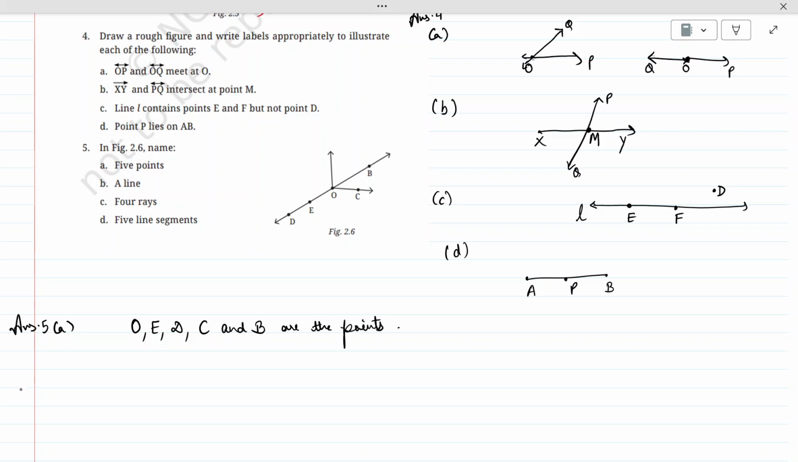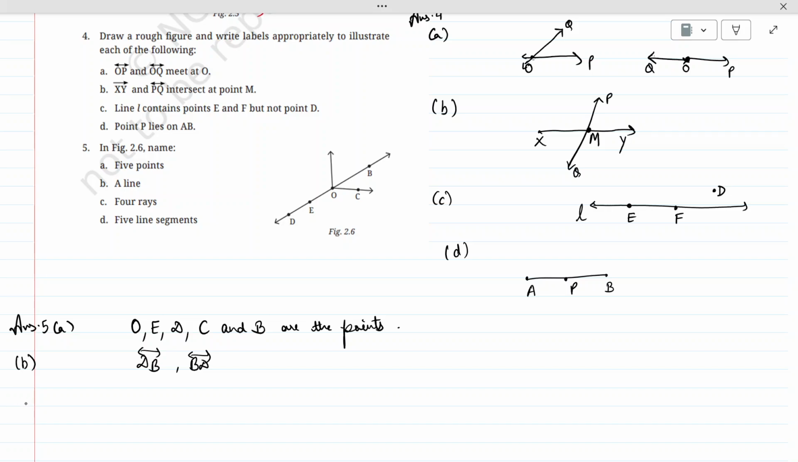Next, a line. We have to tell a line. So what is a line? A line has 2 arrows marked on it. So this is a line. I can say DB is a line, which you can also write as BD. Okay. If we read from here, it is BD. If you read from here, it is DB.